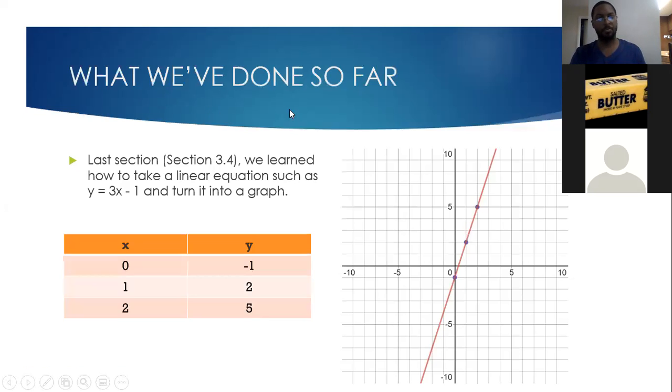Now, here's what we've done so far. We basically learned how to take a linear equation like y equals 3x minus 1 and turn it into a graph. In other words, we drew some stuff. We didn't have a picture. We went ahead and drew a picture.